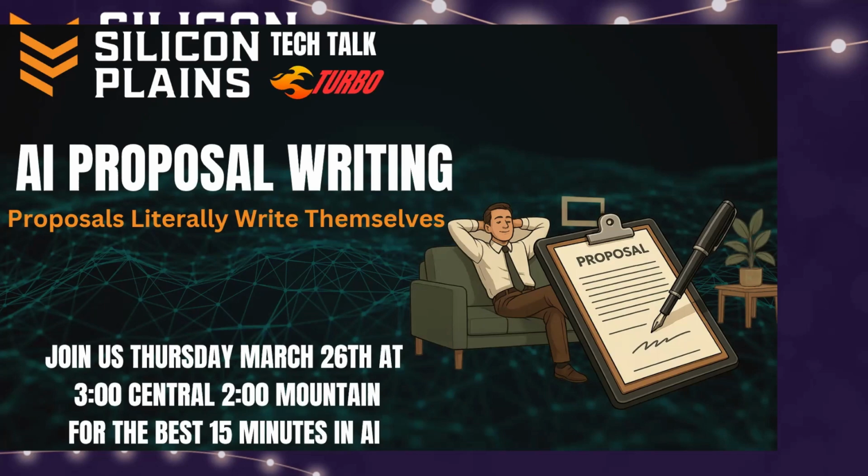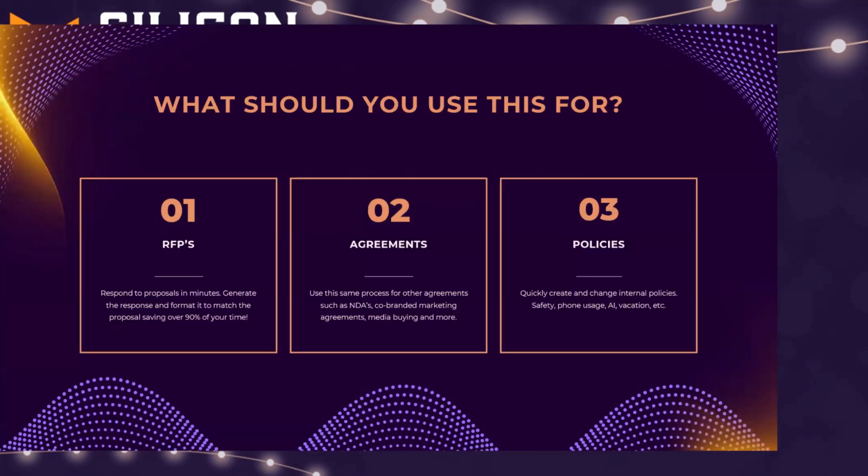So let's start with what should you use this for? Now, what we're going to show is how we use it to respond to RFPs, requests for proposals. And that is probably, in our experience using it, the most in-depth way to use a tool like this. It's the most complicated. It's got the most kind of mumbo jumbo to it. Most sections, typically you're talking 8 to 12 pages when all is said and done.